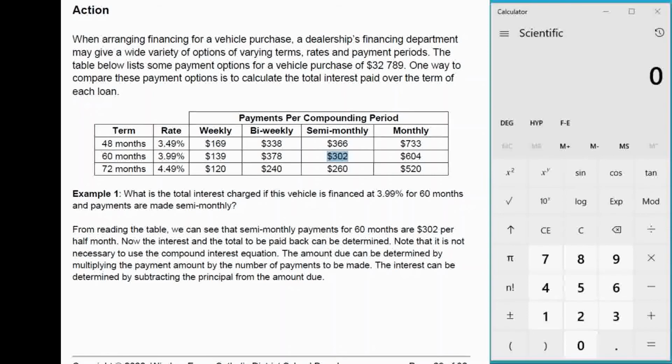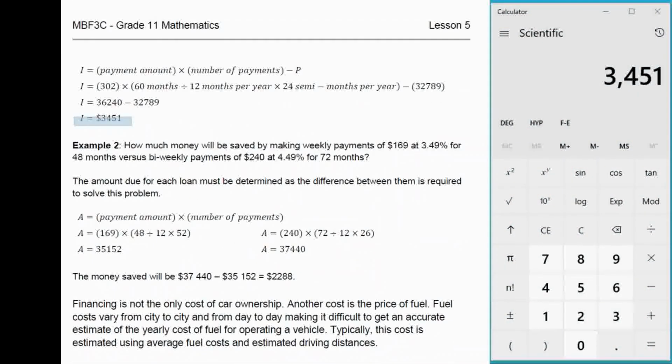And we need to find out how much we would pay in total for this vehicle, and then compare it to the vehicle cost of $32,789. So I know this is worked out on the next page, but I'll just work it out here for you. That's $302 every half month for 60 months. So altogether, if we have 60 months, then there are 120, or 60 times 2, half months. So we'd end up paying $36,240 to finance this vehicle. And because the vehicle originally cost $32,789, we've paid $3,451 in interest. That's our total interest charge. This is how much more money you pay to finance that vehicle over that 60-month term than you would if you just bought it outright.